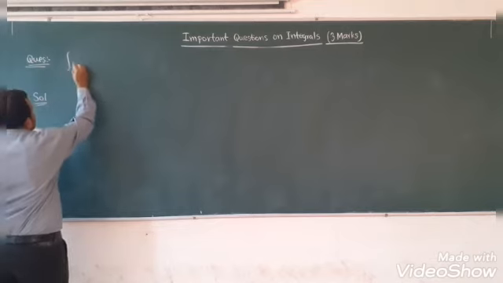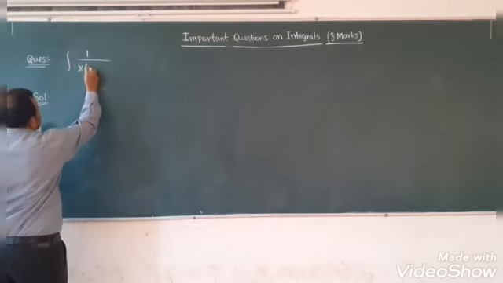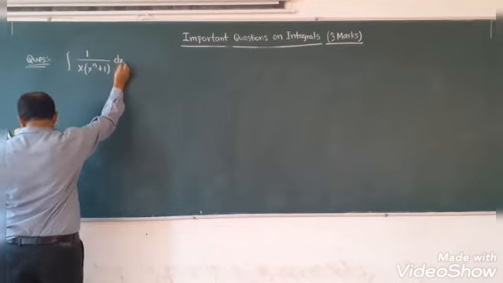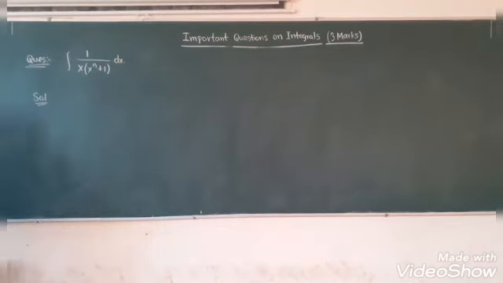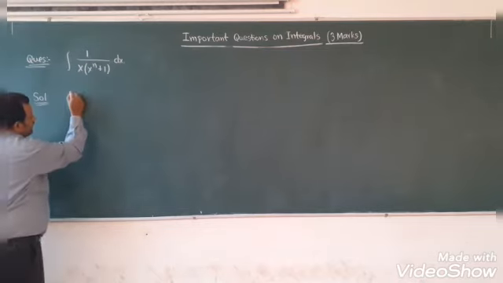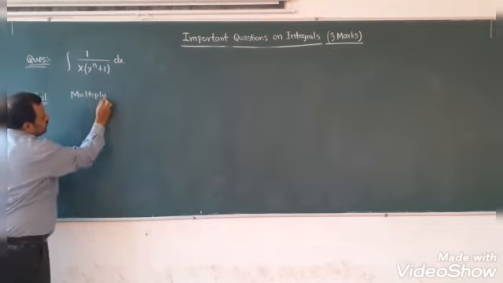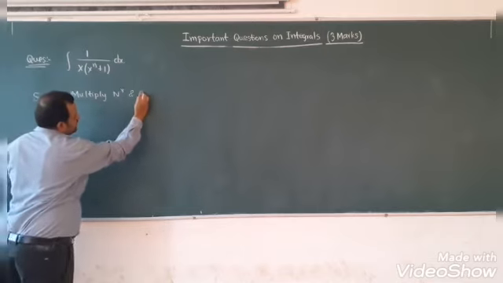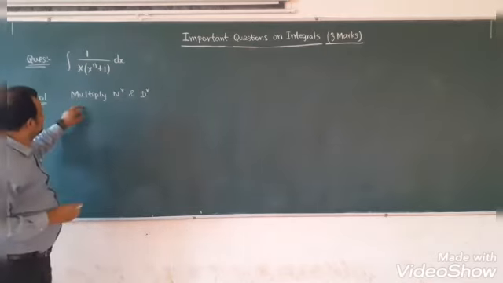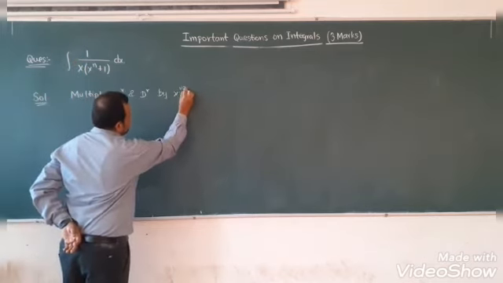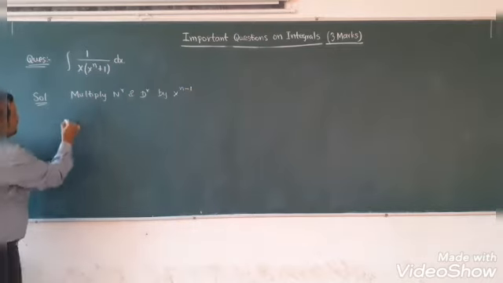Integral of 1 by x into x to the power n plus 1 dx. So we have to find the integral of this. Look here. What I can do here is multiply numerator and denominator by x to the power n minus 1. So what will you get?